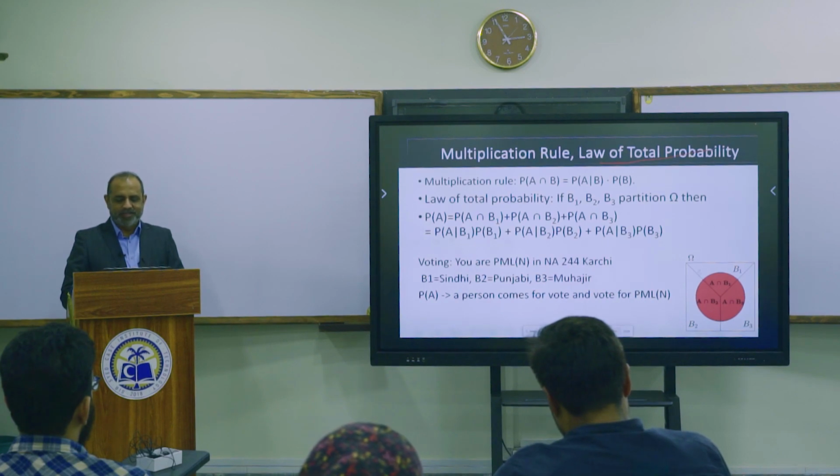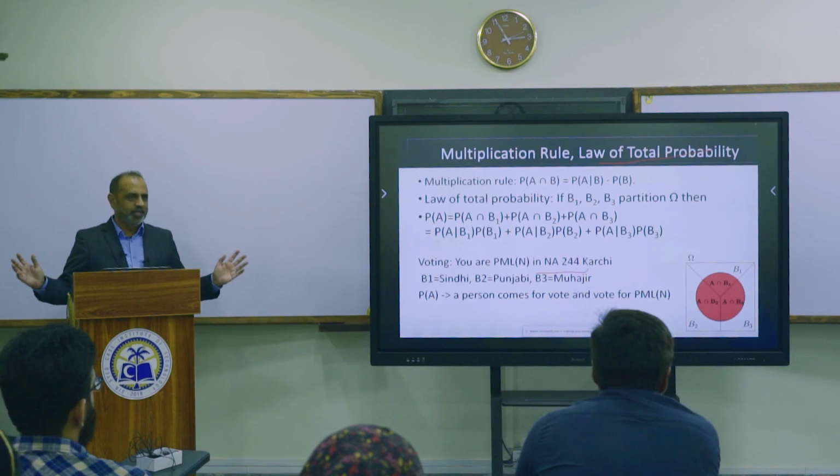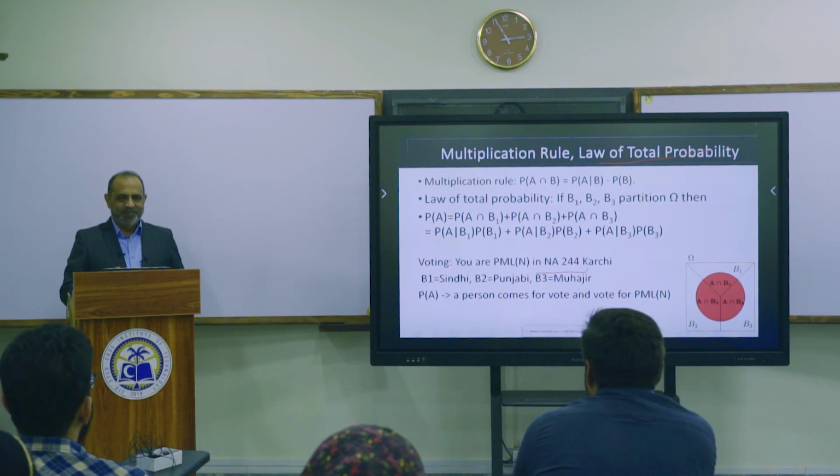This is your sample space, for example. And I have taken this example just to make you understand. This is NA244 Karachi, where there live Sindhis, Punjabis, and Mahajir, for example. Okay. And now you are contesting an election, or you are the strategist of a party, maybe Pakistan Muslim League Noon, or anybody. And you say, okay, I'm the strategist and I'm going to look at NA244 Karachi. And I know the composition of people, that they are Sindhis and Punjabis and Mahajirs.